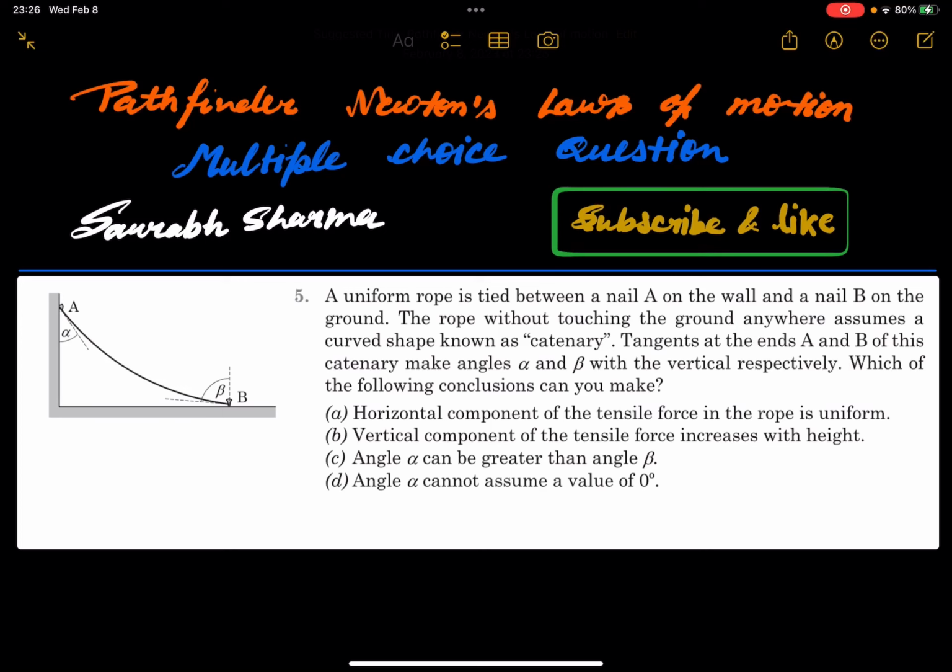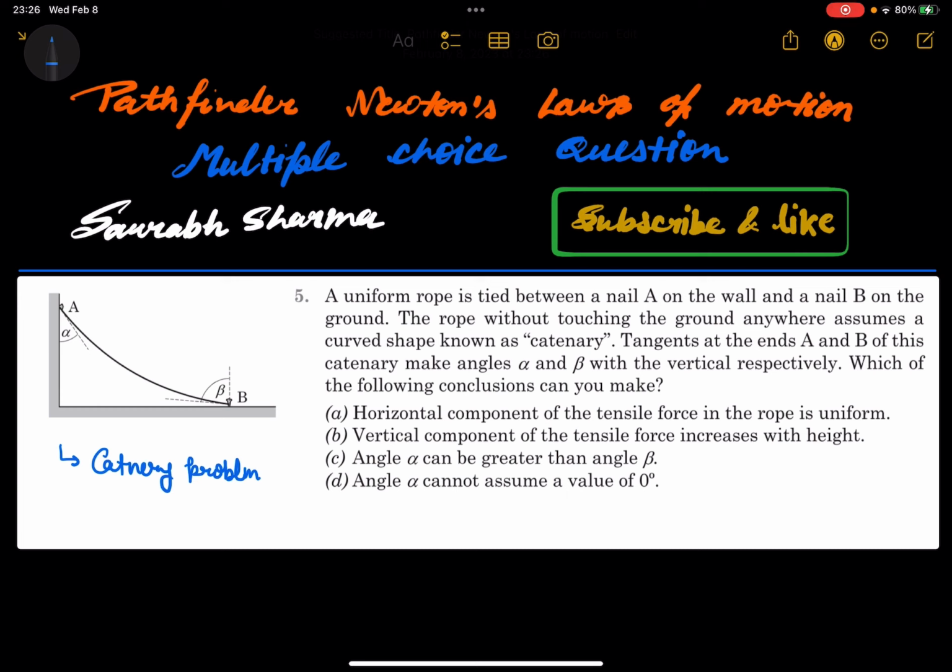I am coming with a very good problem, question number 5 from Pathfinder, Newton's Laws of Motion. I tell you this question is coming from the catenary problem. It is the catenary problem. So a very interesting problem is given. So what is the wording of this question?